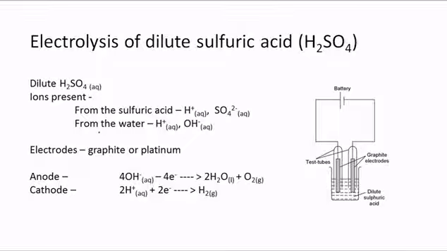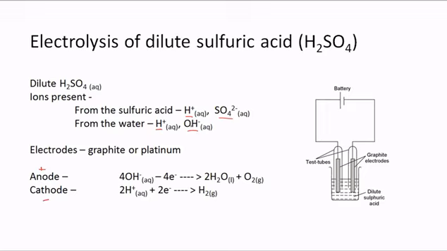In this case, we have the electrolysis of sulfuric acid, and the ions we have present in the sulfuric acid are H+ ions and SO4 2- ions, and from the water we have H+ and OH-. Okay, this is a typical diagram. Notice we have test tubes to collect the gases being produced in this scenario. So now we know that the anode is the positive electrode and the cathode is the negative electrode.